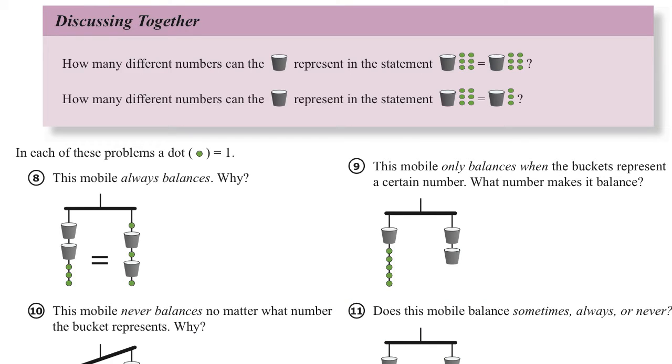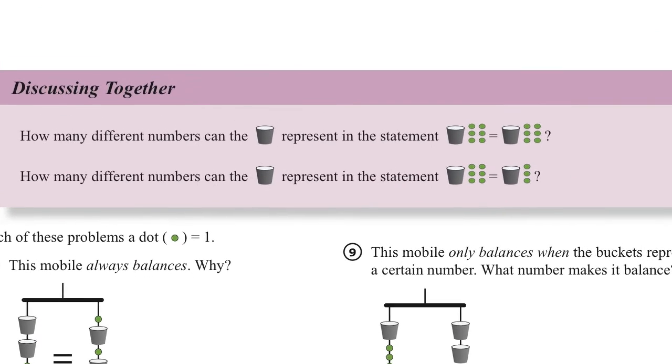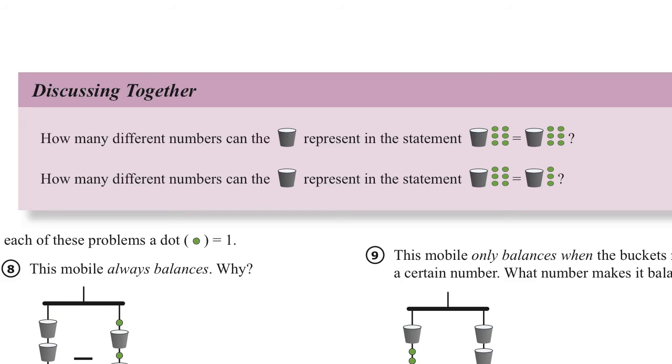On the next page, let's start with the discussing together section at the top. How many different numbers can the bucket represent in this statement right here? Well, if I notice something about this, it's 1 bucket plus 6 equals 1 bucket plus 6. Both sides are exactly the same. And think to yourself, what can go in those buckets to make it true?